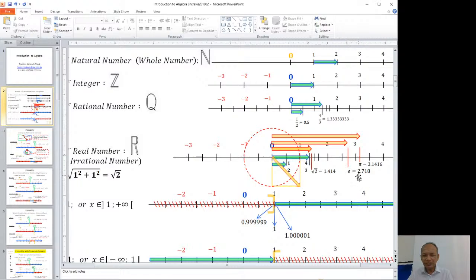Euler's number, this is e. Euler's number equals 2.718. And then here pi, the famous pi, 3.1416. There are more digits to come here, but we just round up to 4 digits here.